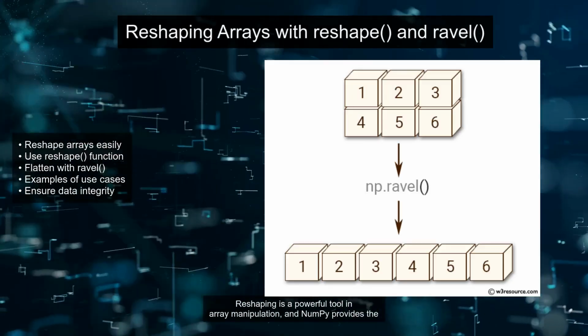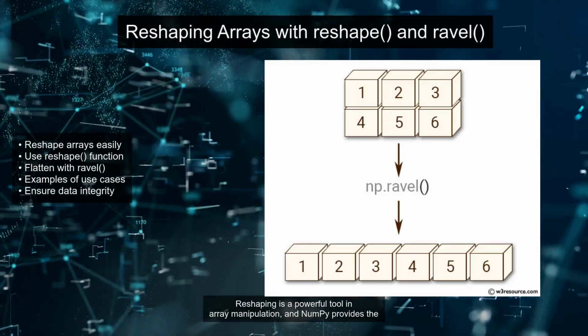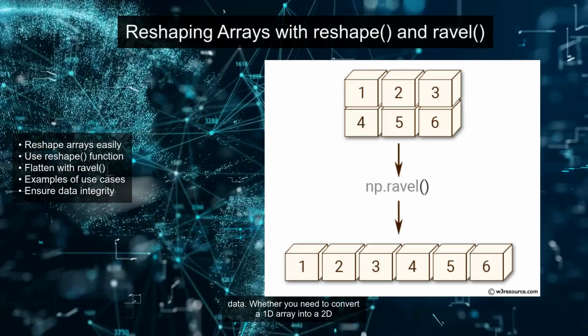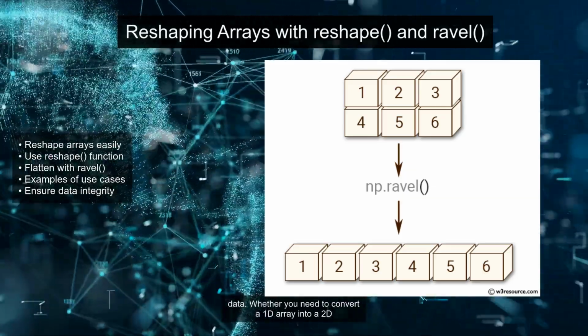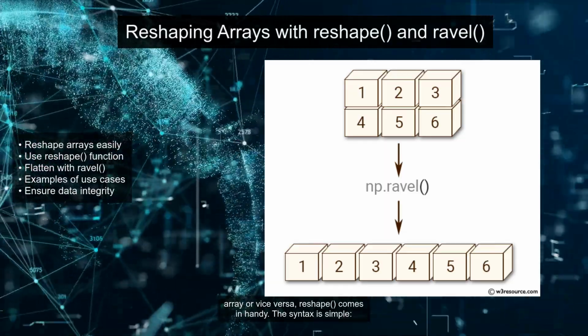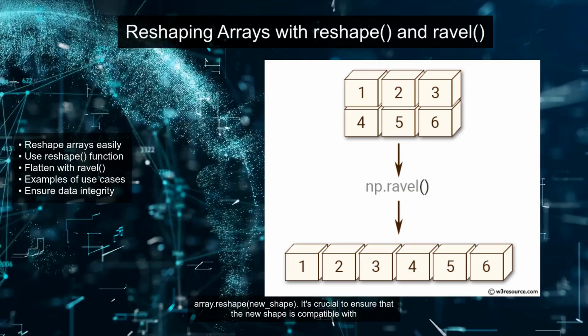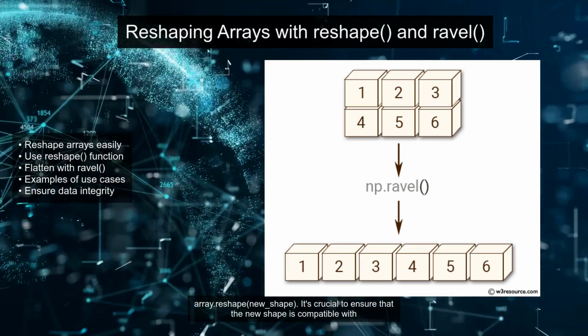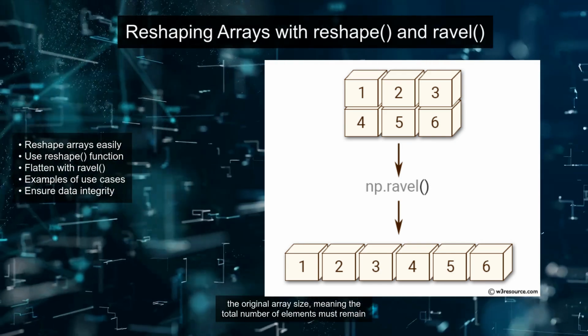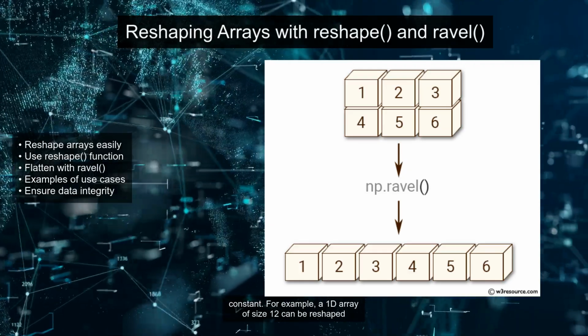Reshaping is a powerful tool in array manipulation, and NumPy provides the reshape function to change the shape of an array without altering its data. Whether you need to convert a 1D array into a 2D array or vice versa, reshape comes in handy. The syntax is simple: array.reshape(new_shape). It's crucial to ensure that the new shape is compatible with the original array size, meaning the total number of elements must remain constant. For example, a 1D array of size 12 can be reshaped into a 2D array of shape (3, 4).